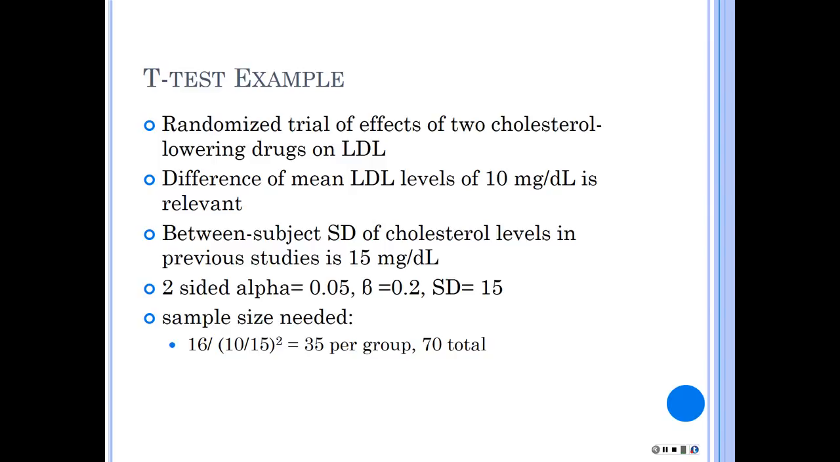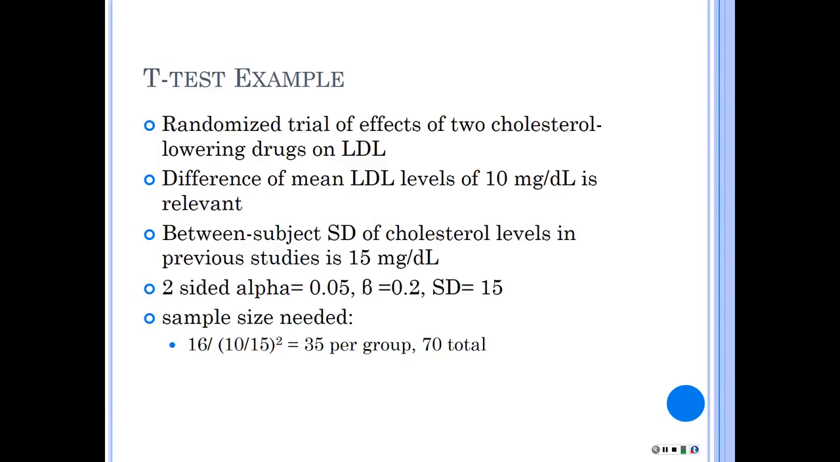So here we have a randomized trial of the effects of 2 cholesterol-lowering drugs on LDL. So LDL is the bad cholesterol. And the difference of mean LDL levels of 10 is relevant. All right, so that's the delta that we expect. The standard deviation then is expected to be 15, and this is based on prior studies. Our alpha is two-sided. Alpha standard is 0.05, beta 0.2, and again, standard deviation is set at 15.